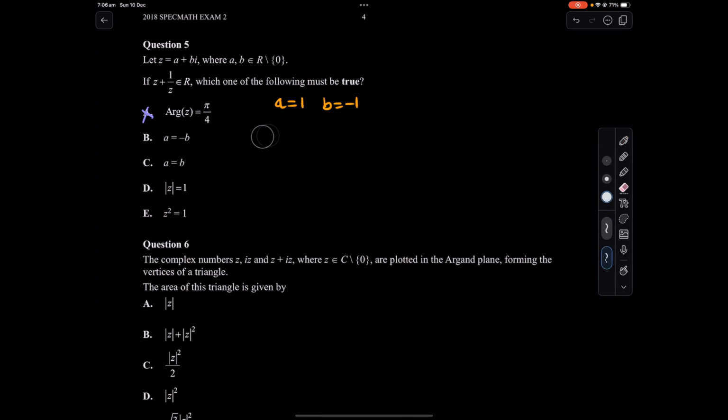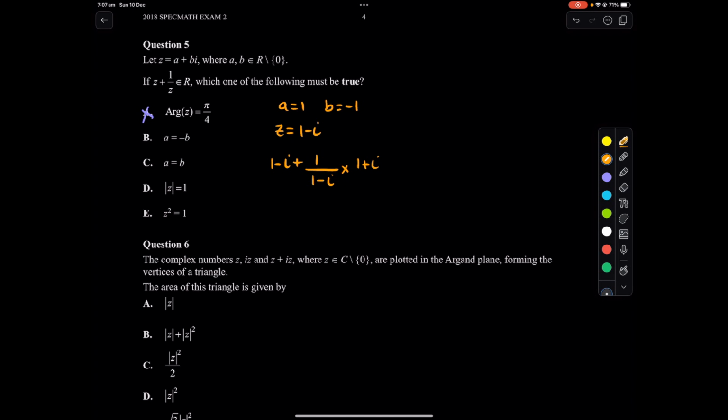So if this is what we're taking the next case to be, a equals 1, b equals negative 1, let's see if this works. So hence z is going to be 1 minus i, and do the same thing. So it's going to be 1 minus i plus 1 over 1 minus i times 1 plus i, rationalizing it, 1 plus i divided by 1 plus 1. So that will become 2.